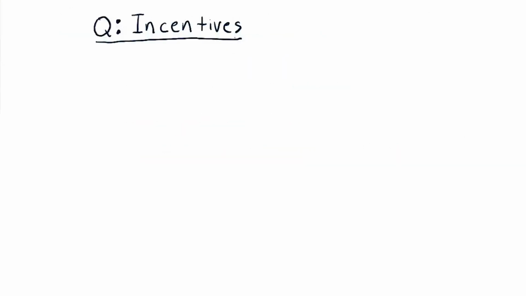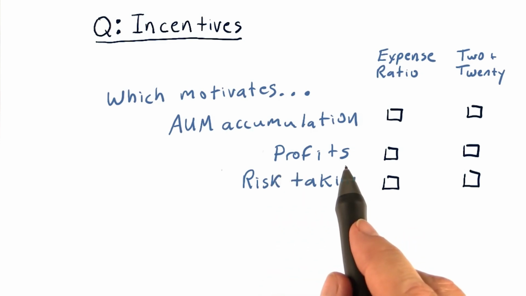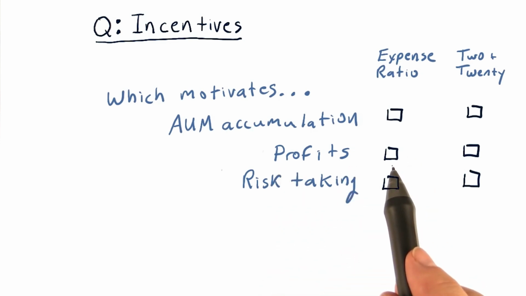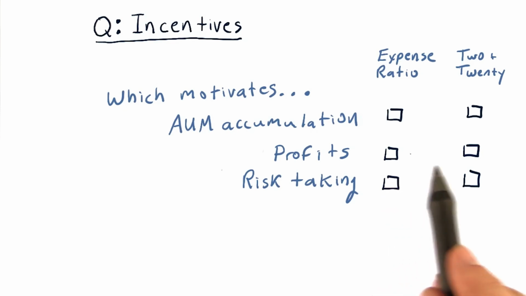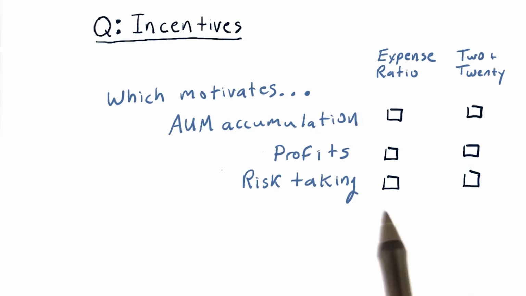I want you now to think a little bit about these incentives that we talked about. I want you to think about if you're a fund manager and you had one of these incentives, what would it incentivize you to do? So, for instance, think about making profits. If you believe that an expense ratio compensation structure more strongly motivates profits, then click there. If you think 2 and 20 is a stronger motivation, click there. Now, it's okay if you think it's about equal or there's no difference for you to click both.